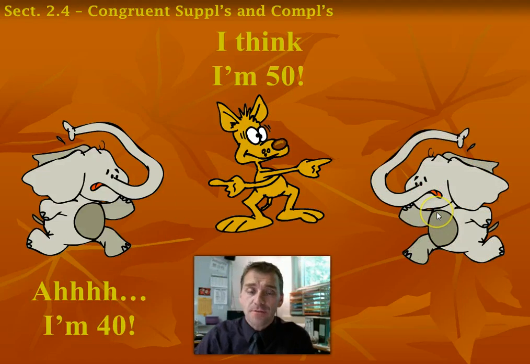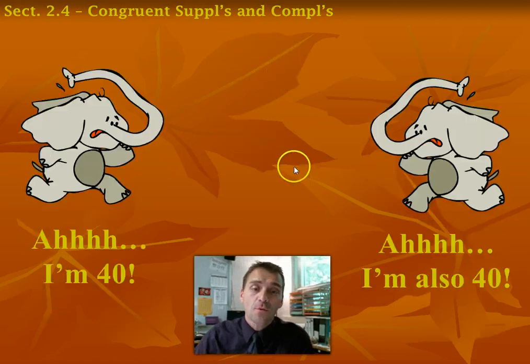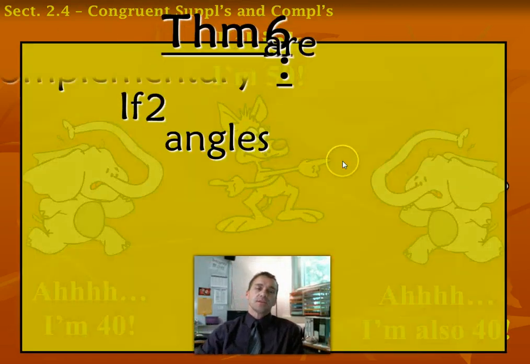Well, let's say I have another elephant over here running in the opposite direction. They might run into each other. That would be very bad. But he says, I'm also 40. You can say that these two ages are complementary. So, if I have two different things, well, they're not really that different, that are complementary to the same exact thing, then what can we conclude about those two things? Yes, they are congruent. And that is theorem number 6.